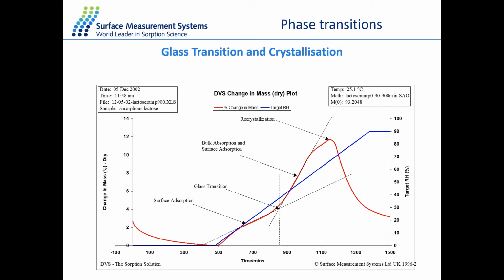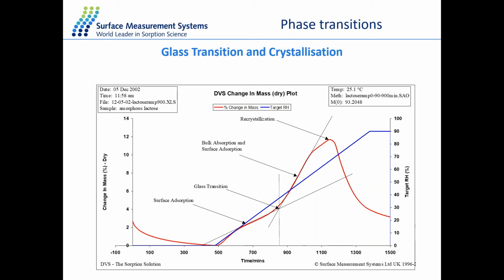The data that I'm showing you right now here is slightly different. It's a method in which we ramp the relative humidity constantly, and we want to see what happens to the mass of the sample during the ramping process. So in blue, you have the ramp rate of my relative humidity, and in red, you have the percentage mass change, in this case of the mass of lactose.